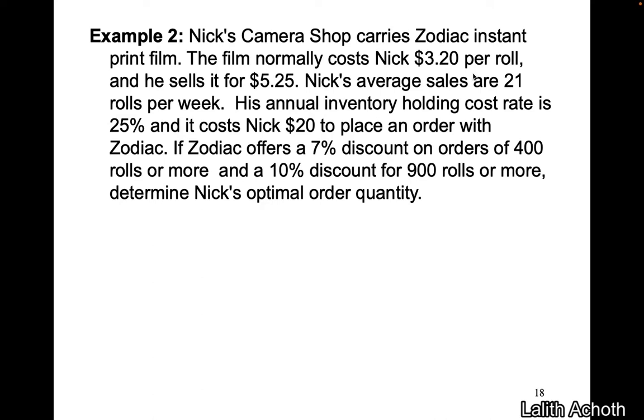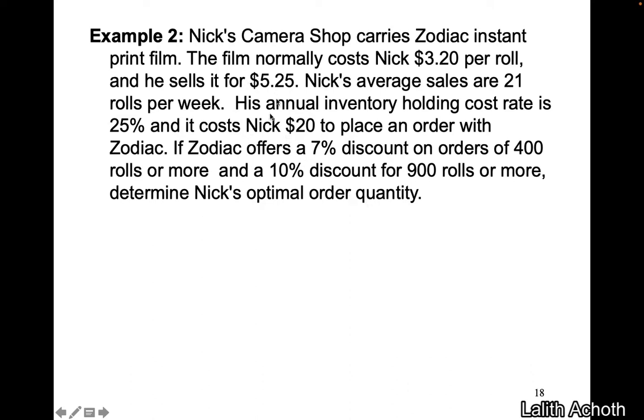So you know S is 20, and H is 25% of $3.20. If Zodiac offers a 7% discount on orders of 400 rolls or more, and a 10% discount for 900 rolls or more, determine Nick's optimum order quantity.